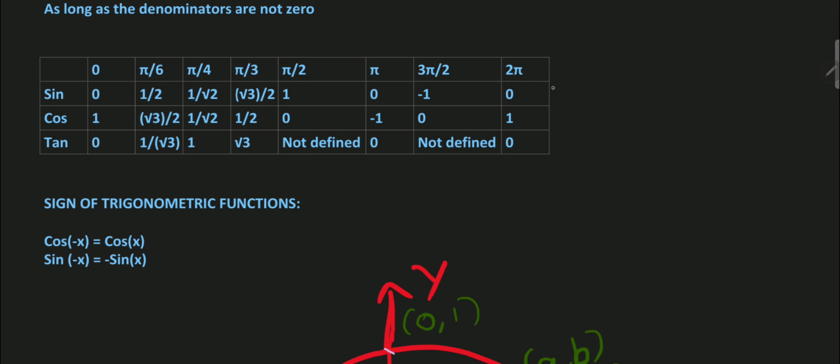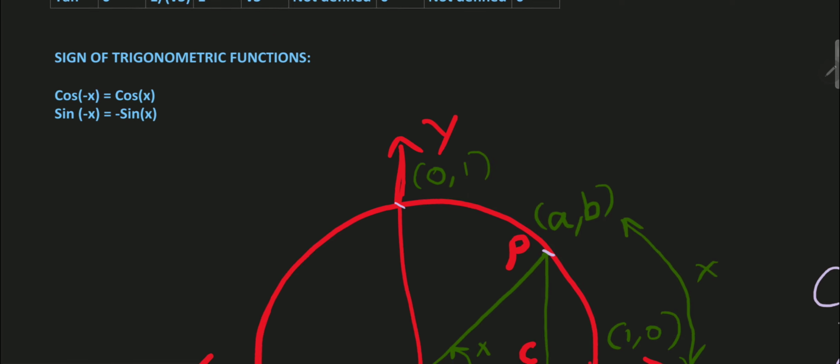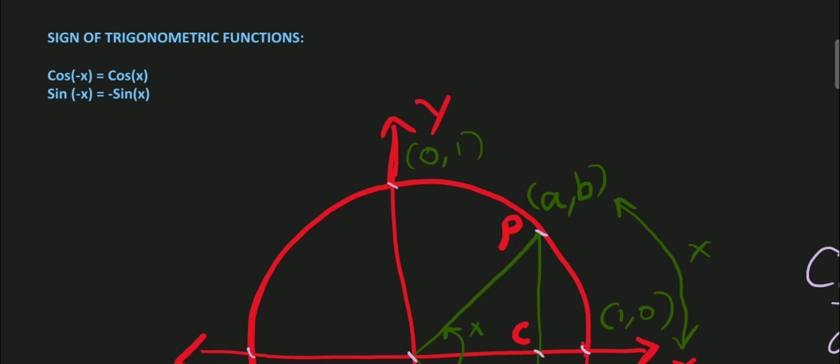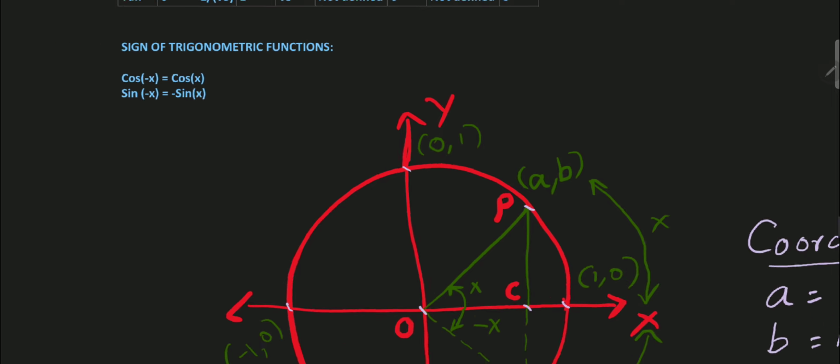These are the most commonly used values. If you remember them by heart, it's going to save a lot of time in examinations. Then comes the sign of trigonometric function. Cos of minus x is equal to cos x, and sin of minus x is equal to minus sin x.